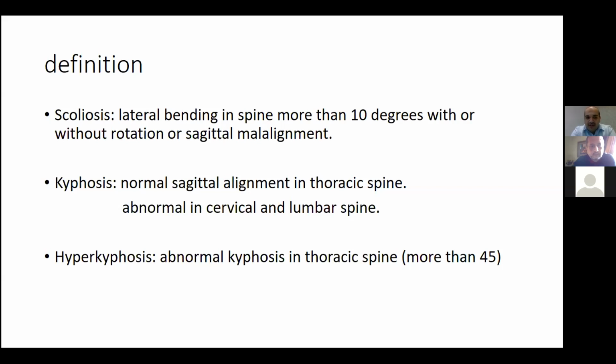Usually kyphosis is a normal sagittal alignment, as we know, in the thoracic and sacral spine, but it is abnormal in the cervical and lumbar spine. Hyperkyphosis is when we have abnormal kyphosis, usually in the thoracic spine, when it is more than 40 or 45 degrees. Nowadays, when a deformity surgeon tells you, I have a kid with a kyphosis, that means abnormal kyphosis, not the normal sagittal alignment.